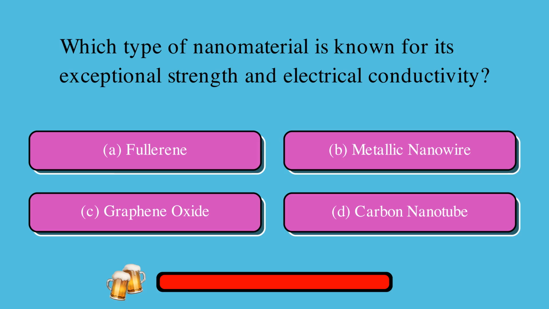Which type of nanomaterial is known for its exceptional strength and electrical conductivity? Is it A, fullerene, or B, metallic nanowire, or C, graphene oxide, or D, carbon nanotube? The correct answer is D, carbon nanotube.